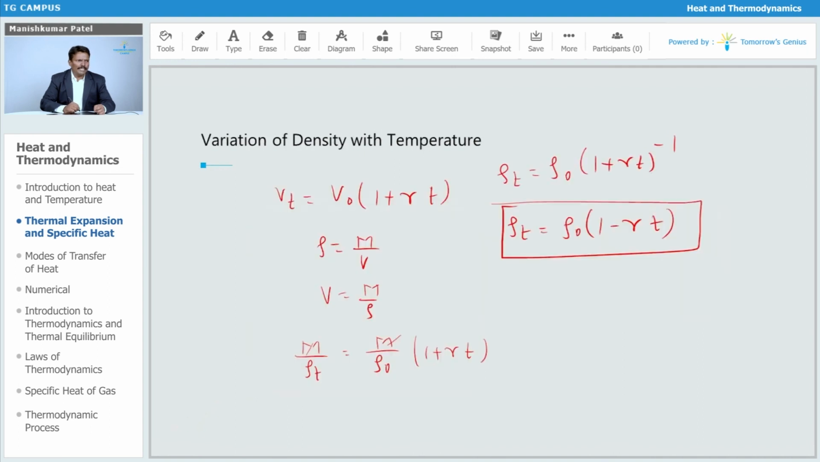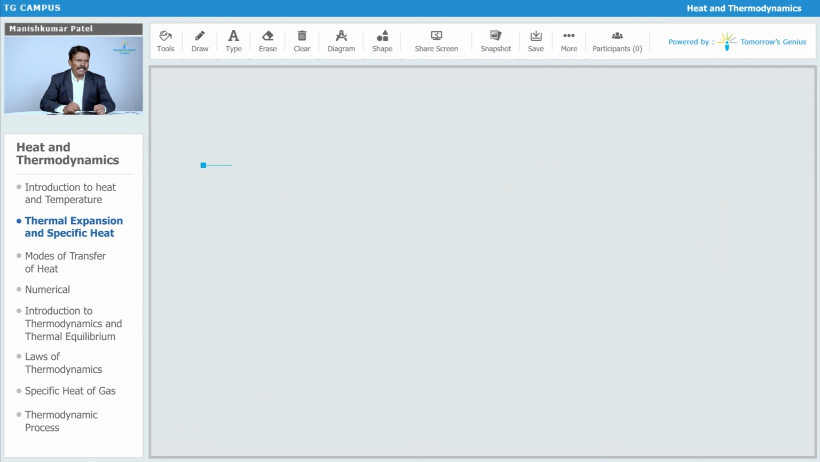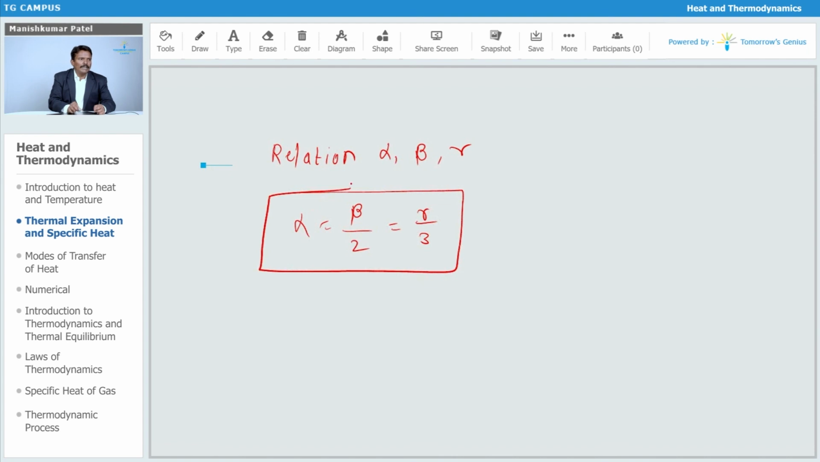One more thing we can say for this particular case: you can find the relation between alpha, beta and gamma. So alpha is equal to beta by 2, which is equal to gamma by 3. This is how we can define the relation between alpha, beta and gamma.